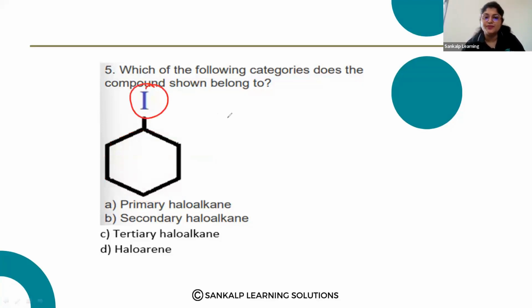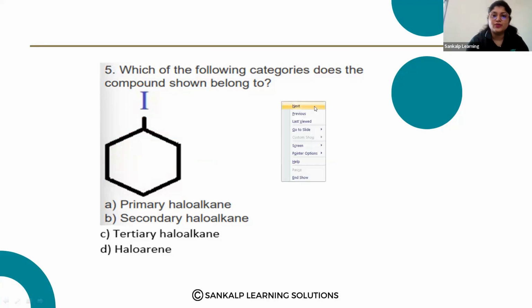So the halogen atom is linked to an R group. So R here is what? It is an aryl group or an alkyl group. Okay, so this is the answer. So A is the answer, primary haloalkane. So we'll go for the next one.